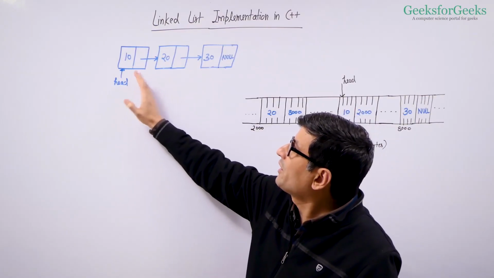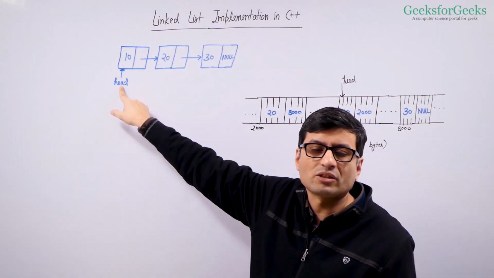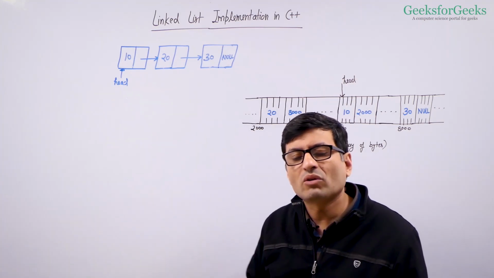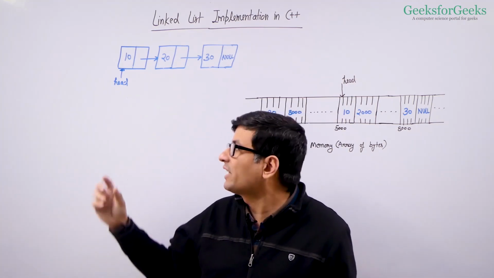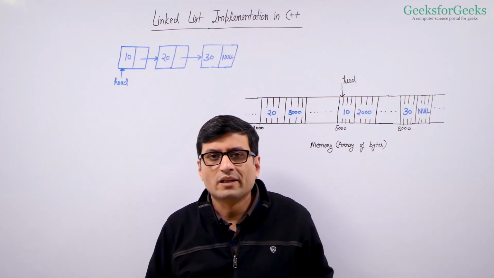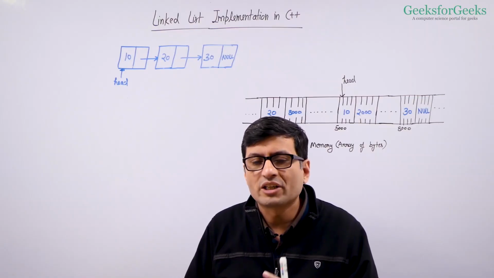We need to create a linked list like this, and we want to have address of the first node as a representative of the linked list. We can always represent the linked list by having the pointer to the first node in C++. Let's first get an idea how this linked list is represented in memory.